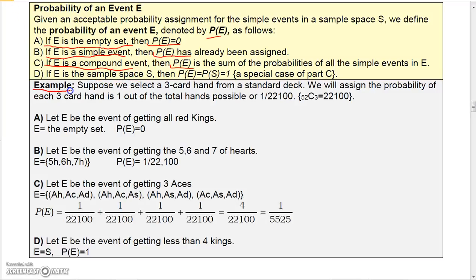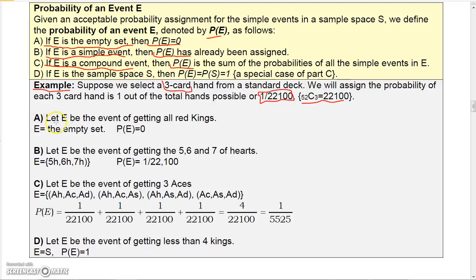Okay, so let's look at an example, and we'll cover all of these in this example. Suppose we select a 3-card hand from a deck of cards. We're going to assume that each 3-card hand is equally likely. So we're going to assign the probability of each 3-card hand to be 1 out of the total possible hands. That's actually going to be 1 out of 22,100. So in other words, there are 22,100, 52 choose 3, total possible 3-card hands, and we're going to assume that each 3-card hand has a chance of 1 out of that number of occurring.